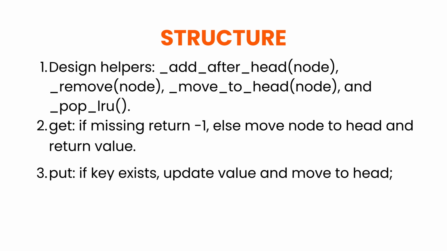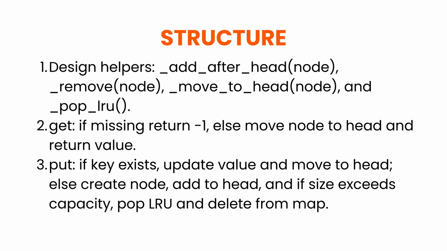Here is the structure. Design helpers: _add_after_head(node), _remove(node), _move_to_head(node), and _pop_LRU. Get: if missing return -1, else move node to head and return value. Put: if key exists, update value and move to head, else create node, add to head, and if size exceeds capacity, pop LRU and delete from map.